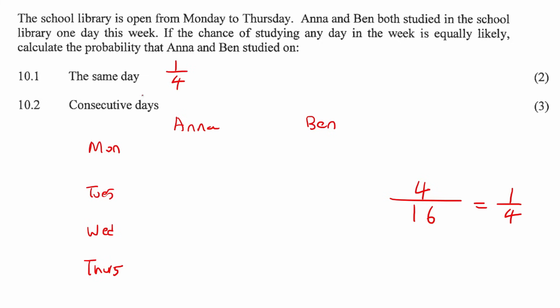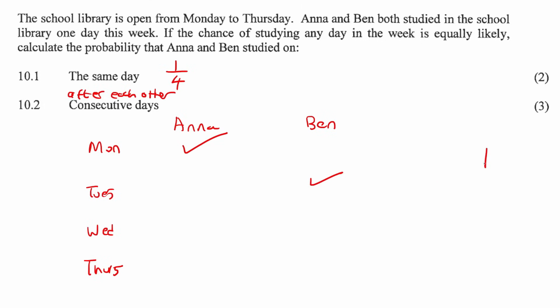Okay, now consecutive days. The word consecutive means after each other. So what that means is, you could have Anna on a Monday and then Tuesday is Ben. So that's 1 possibility. You could have Ben on a Monday and then Anna on a Tuesday. That's another one. You could go there, Anna on a Tuesday. Oh no, we've done that one. You could have Anna on a Tuesday, Ben on a Wednesday, or Ben on a Tuesday, Anna on a Wednesday. So that's another 2 possibilities. That's 4. Or you could have Anna on a Wednesday, Ben on a Thursday, or Ben on a Wednesday, Anna on a Thursday. So that's another 2 possibilities. So that's 6. So that's going to be 6 out of a total of 16. And if you simplify that, you would get 3 out of 8.